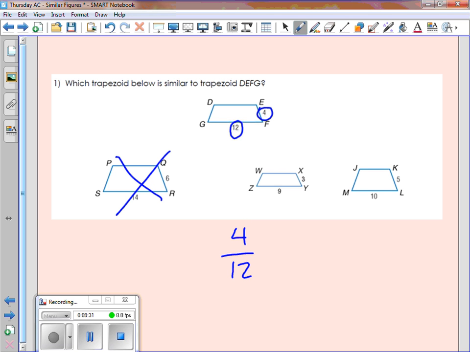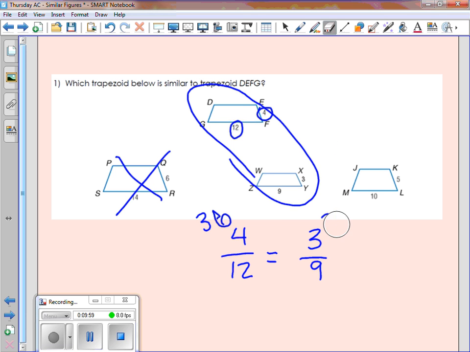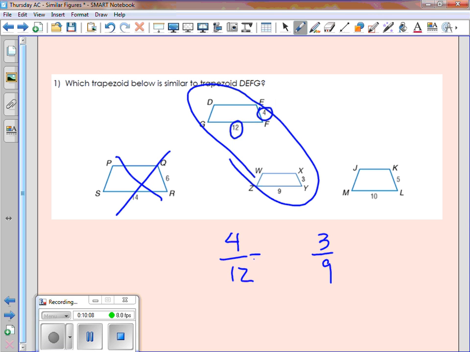4 and 12, and 3 and 9. If I wanted to, I could simplify these down first before I multiplied. I'm going to get 36 for 4 times 9, and 36 for 12 times 3. So these two numbers match. That means these are proportional. These ratios are proportional. That means these two trapezoids are similar. The other thing you may have noticed is that if I had just simplified my fractions with 4 over 12 and 3 over 9, they both simplify to 1/3. So we can tell already that they're proportional.